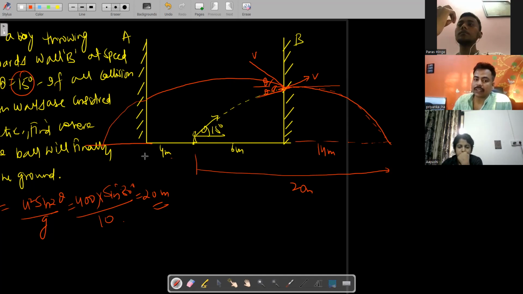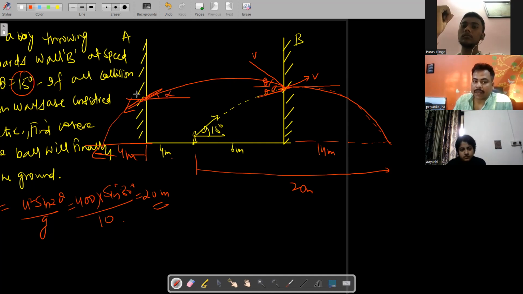So this is 4, this is 6. So this is another 4 meter from here. But the wall is here. Now again it will strike here. Suppose it strikes at some certain angle with horizontal or vertical, suppose alpha. After that it will rebound at the same angle with the same speed. Suppose this is V dash. So it will rebound with the same speed and at the same angle with the horizontal.